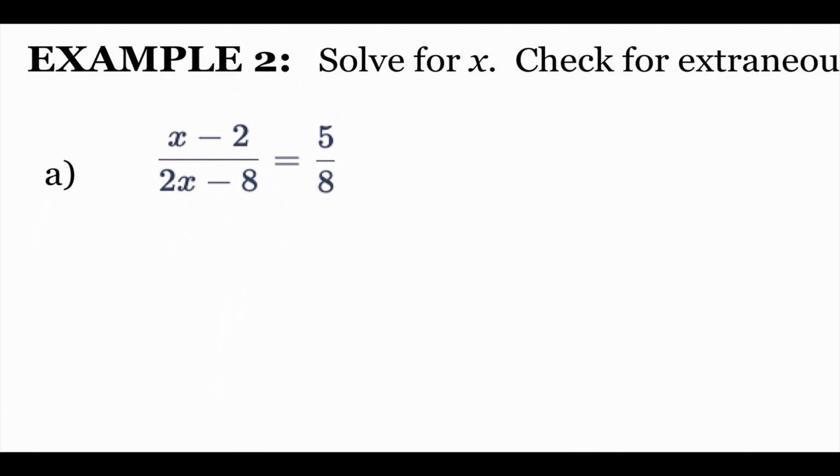First problem, we have a fraction equal to a fraction. So the first thing I do, if it's a binomial, is put them together. Next, it's one fraction equal to another fraction, so cross multiply.